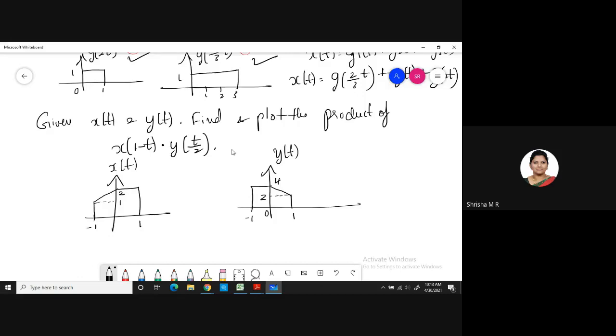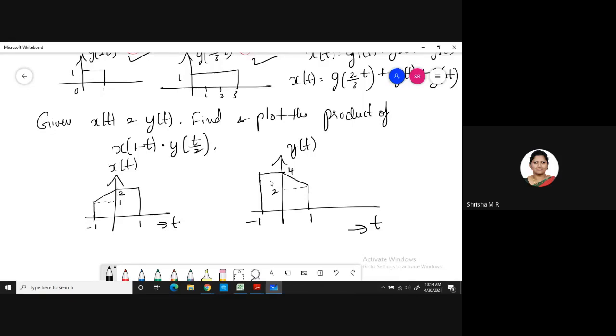So first we have to find what is x of 1 minus t and y of t by 2. Later we'll multiply those two signals, those two waveforms. I should have constructed this a little bit up. I'll do that, you do it meanwhile. This is 1, this is minus 1. The amplitude here is 2, amplitude here is 4. This is the time axis.